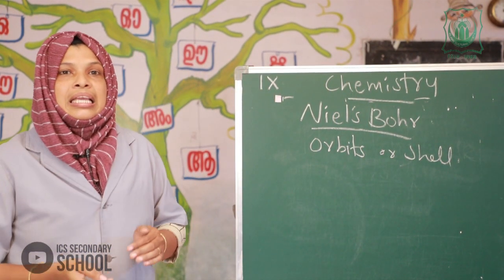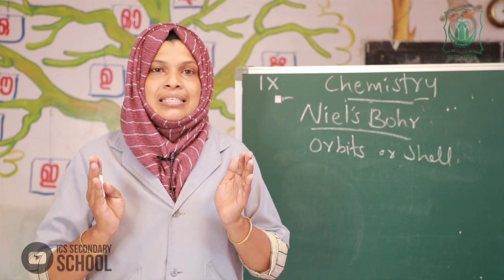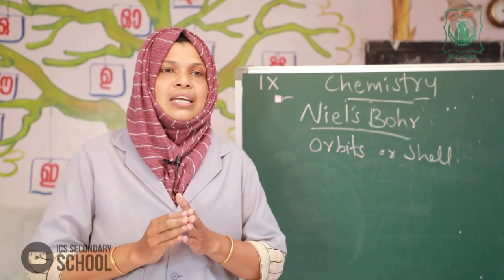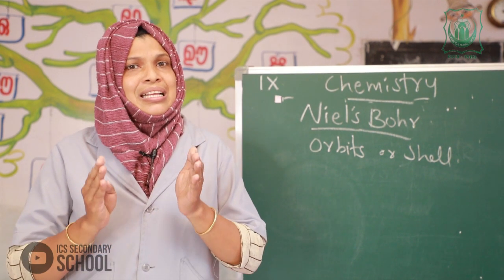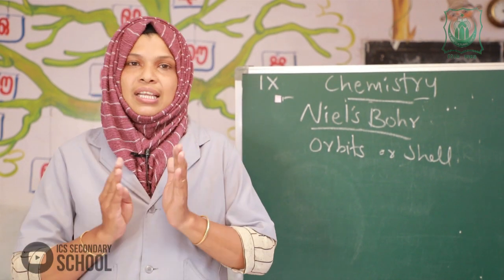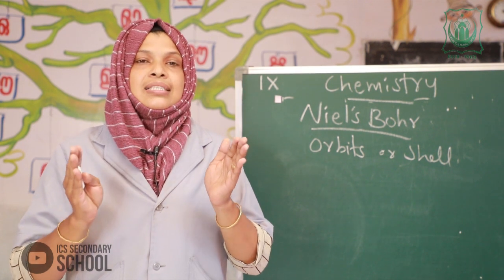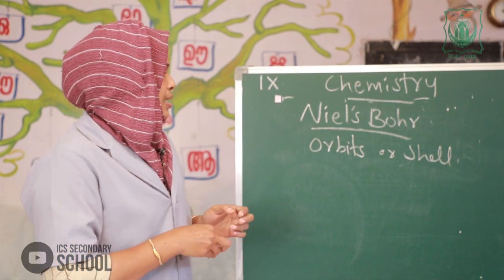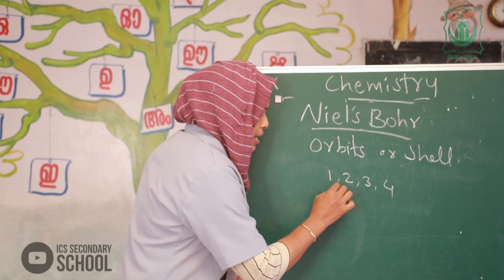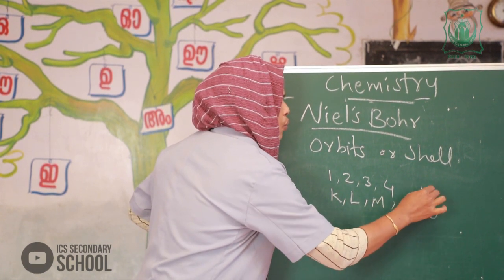Each shell has definite energy, so shells are also known as energy levels. Each shell has a definite energy and its energy remains constant. As the distance of the shells from the nucleus increases, energy also increases. Last one, we can number these shells near the nucleus as 1, 2, 3, 4, etc., represented by the letters K, L, M, N, O, etc.